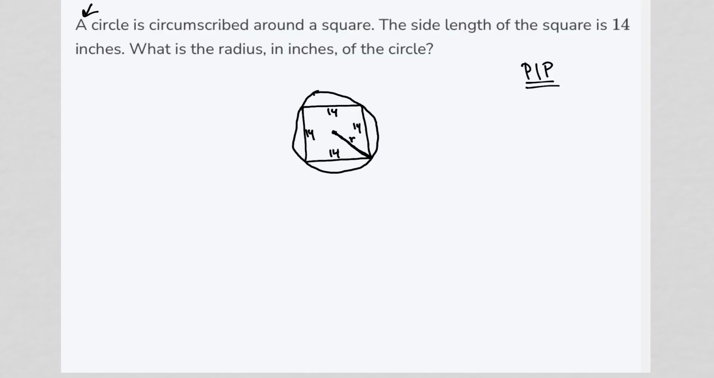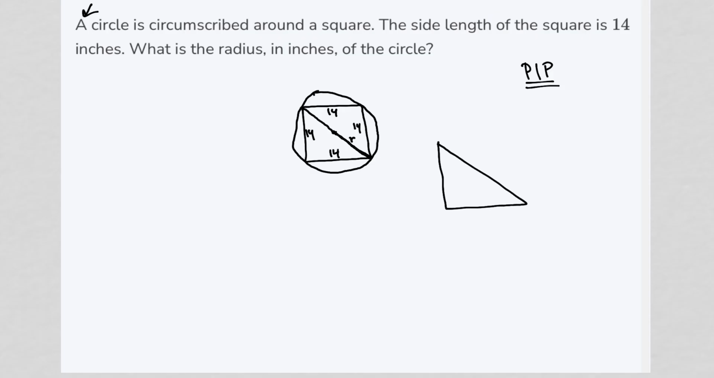I don't know what that is. These 14s don't really help. But if I were to extend this line to a diameter, this is going to be very helpful. Let me show you why. Because now I've turned the square into two triangles. So I'm going to draw that triangle here.